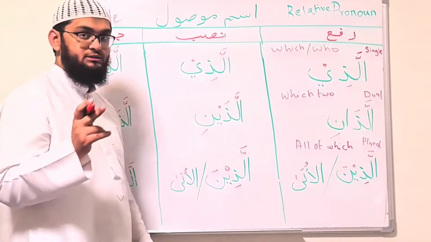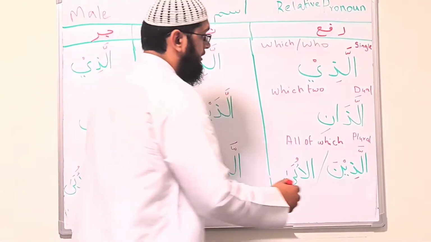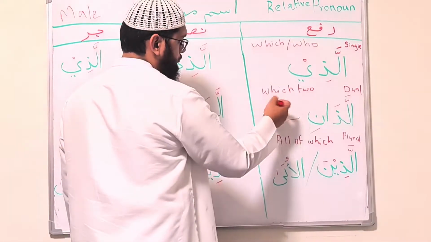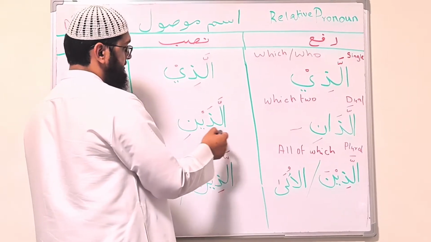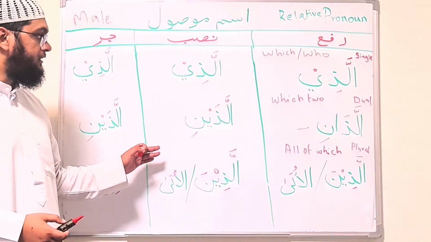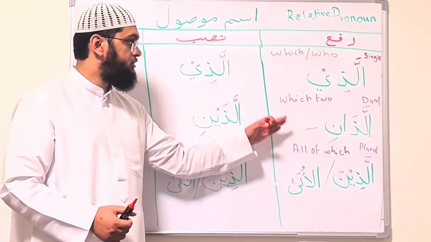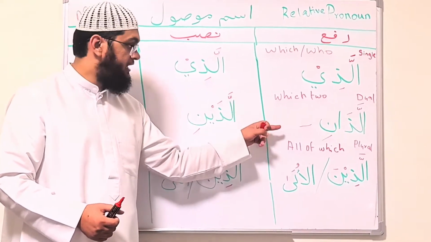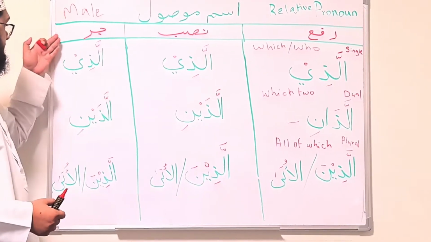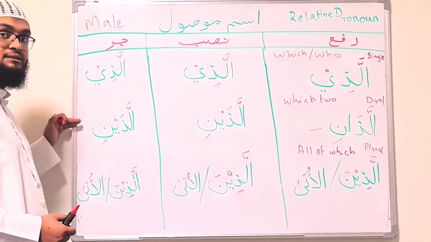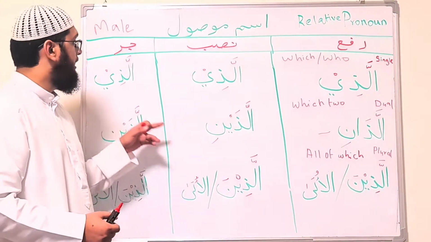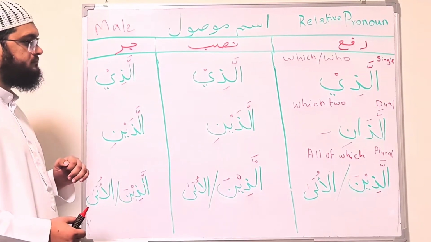Coming to the duals, that means tasniya, we have alladhani, that means which two or whom two, and in the state of nasab it becomes alladhayni. So I repeat, in the state of rafa it will stay as alladhani, in the state of nasab it will be alladhayni, and in the state of jar it stays the same as in nasab. So alladhayni in nasab and alladhayni in jar.